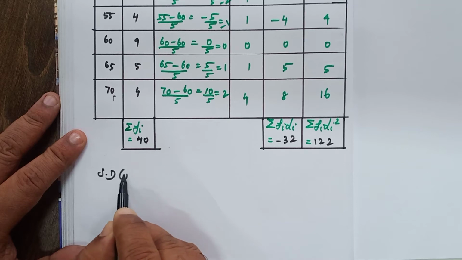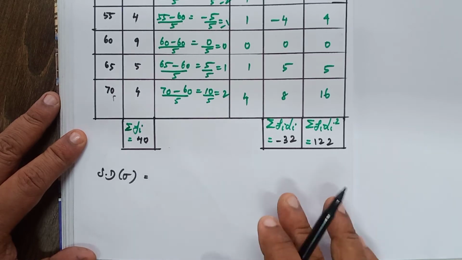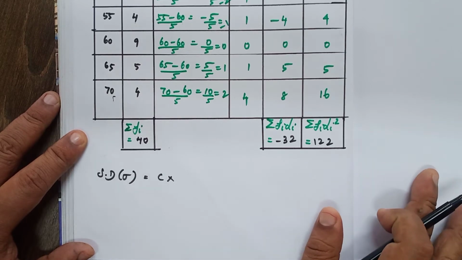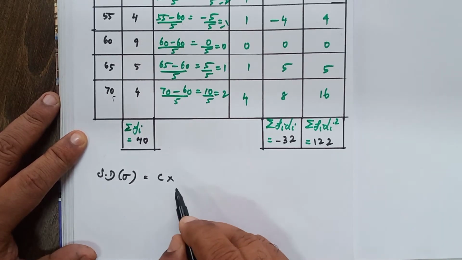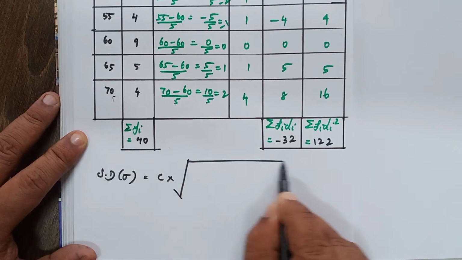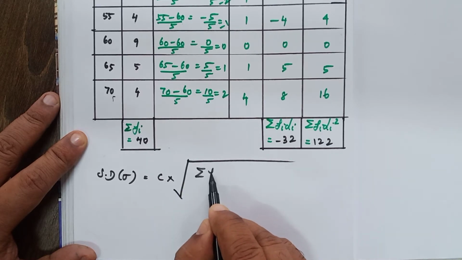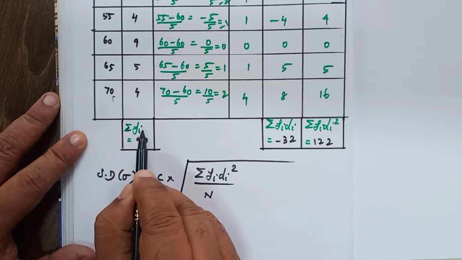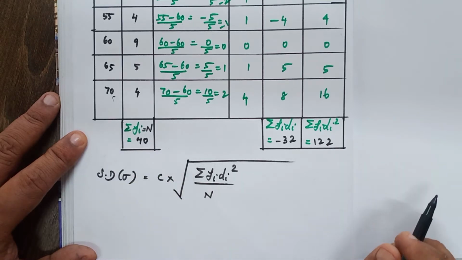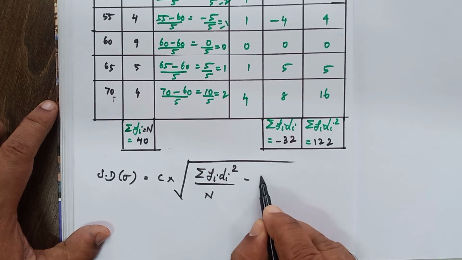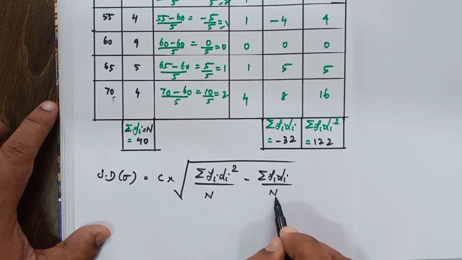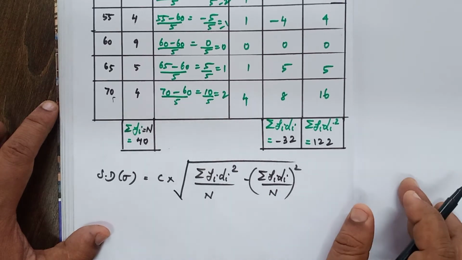Standard deviation sigma is equal to, since we have considered c into, so what method is it? Step deviation method. C into square root of sigma fi di square divided by capital N. This is capital N, sigma fi and capital N are same. Minus sigma fi di by capital N the whole square.